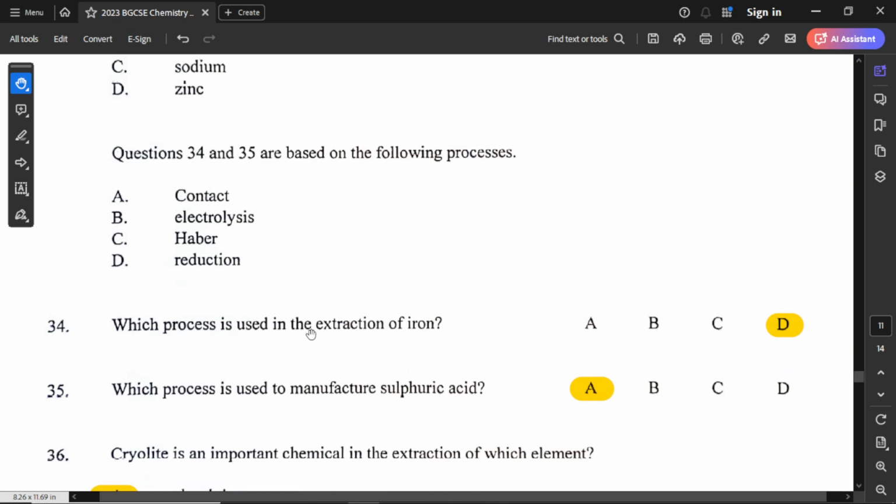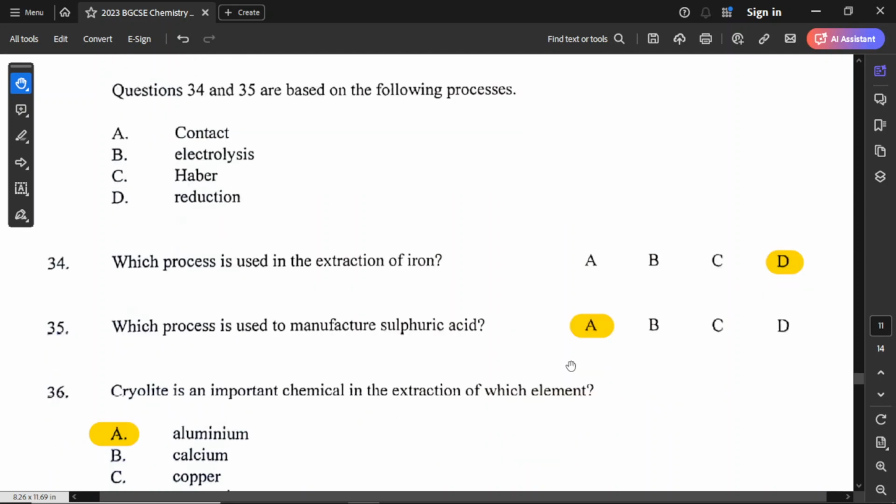And so which process is used to extract iron? And definitely that one is D, which is a reduction for 34. All right. And for 35, we said which process is used to manufacture sulfuric acid? And that one is a contact process. So A is correct right there.